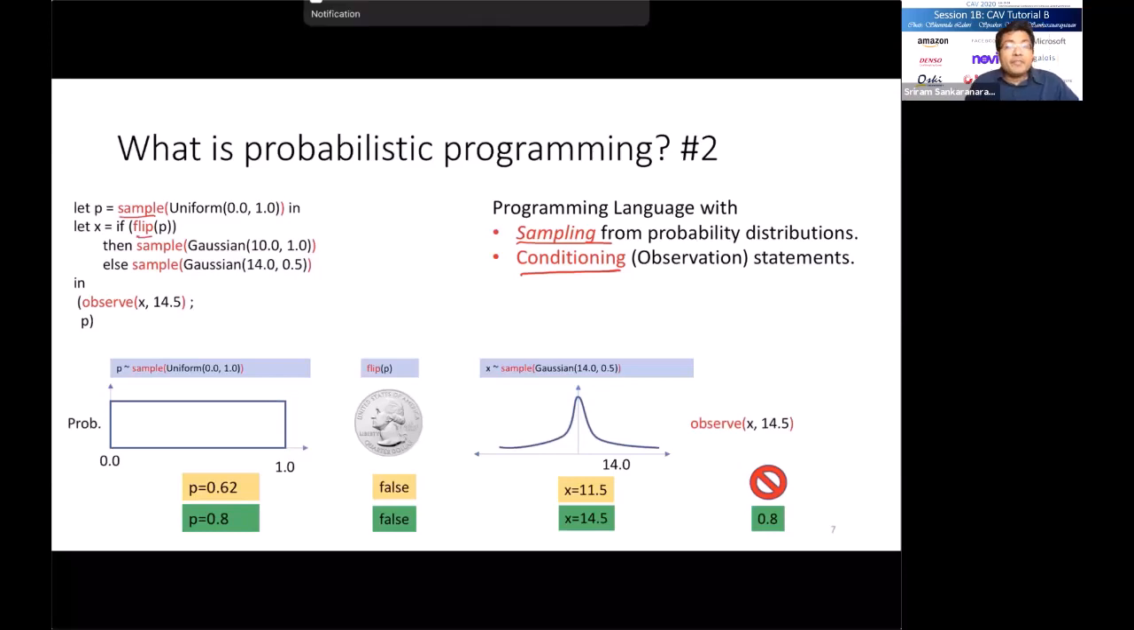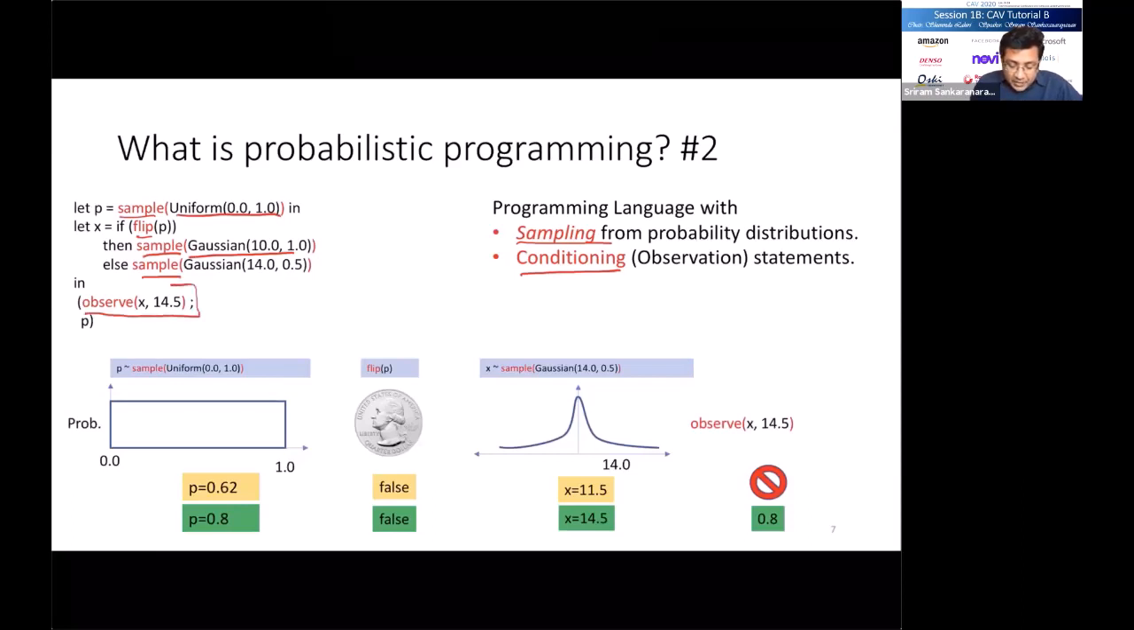I will talk about flip. Flip is a special kind of sample statement, okay? And I'll talk about other kinds of sample statements. You can sample from Gaussians, you can sample from uniform, and you can make observations on the variables of the program. So you can say, I observe at this point that X is 14.5. So roughly, what does a program like this mean? You can think about executing this program. When you execute this program, let's start with sampling from a uniform random number. Let's think about two executions, an orange execution and a green execution. In the orange execution, let's say we generated P equals 0.62. In the green execution, let's say we generated P equals 0.8.